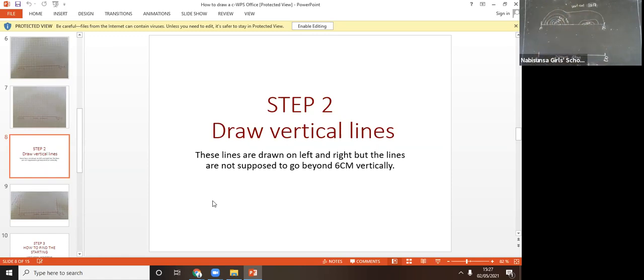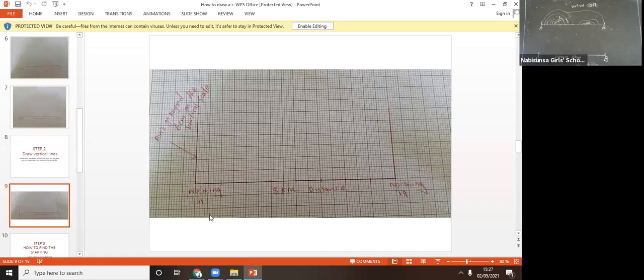Have you written it down? Yes, teacher. Now, what do they mean here? That's what they mean. When you draw a line on left and even on right, you're not supposed to go beyond 6 centimeters. Look at the centimeters we are having. We are having 1, 2, 3, 4, 5, 6. It's the same here. 1, 2, 3, 4, 5, 6.